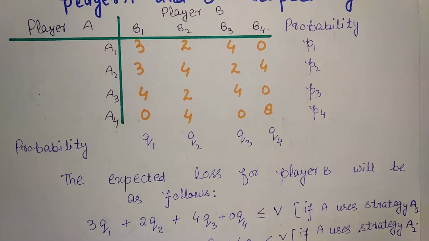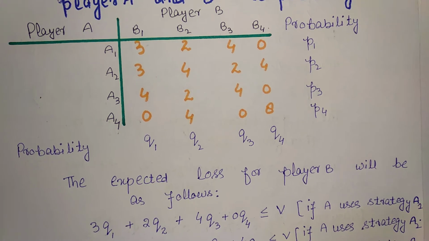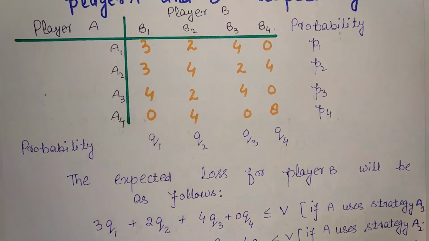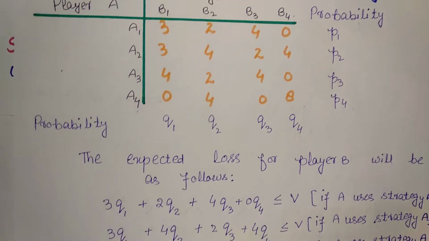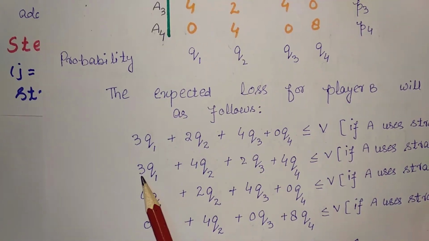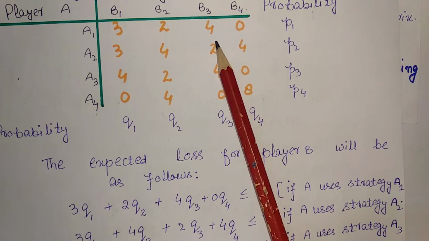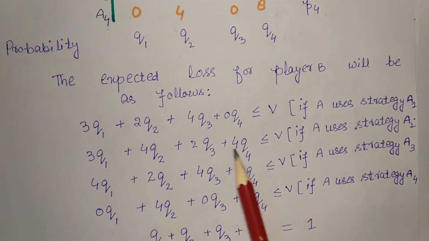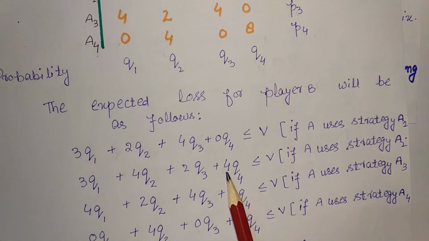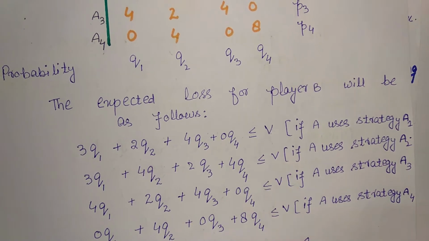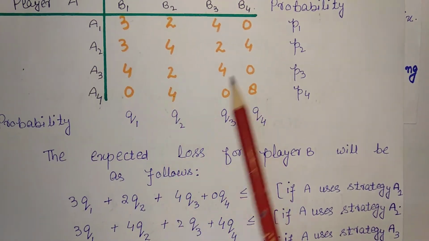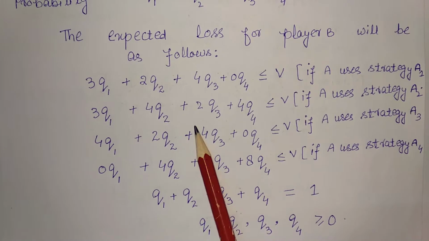Okay, in the same way, when player A uses his strategy A2, the expected loss for player B will be 3Q1 plus 4Q2 plus 2Q3 plus 4Q4, less than or equal to V. Similarly, we will do for these two also.